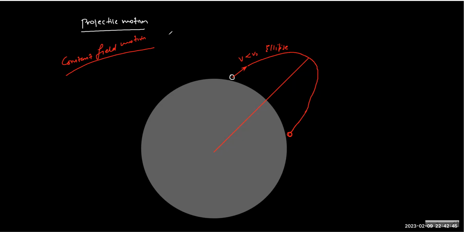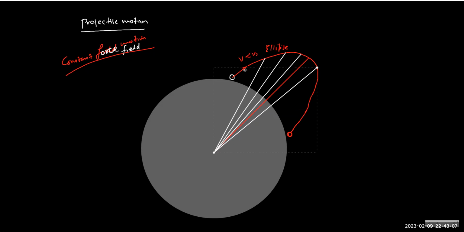If we have such a huge trajectory, the gravitational force will act in different directions. So is this motion constant field motion? And more than field, I should add constant force. Constant force field motion. So in this huge trajectory, do you see the force as constant? The answer is no, it is neither constant in magnitude nor in direction. Because the force will act towards the Earth's center, varying not only in magnitude but also in direction. So this is not what we are going to discuss.